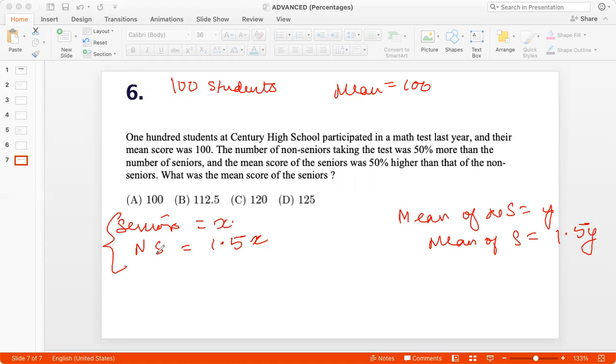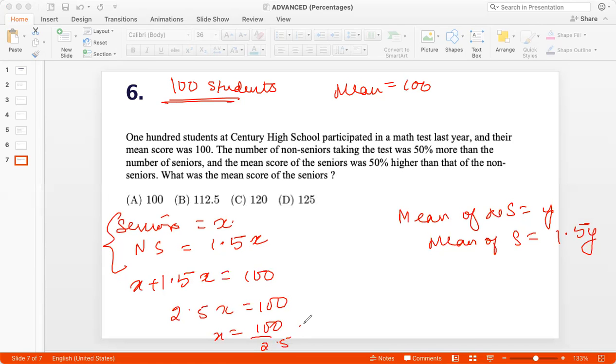Okay, so first we can find the number of seniors and non-seniors because we know that the total is 100 students. So X plus 1.5X is 100. So 2.5X is 100. So X is 100 by 2.5, which is 40. So there are 40 seniors and 60 non-seniors, right? Now, how do we utilize the concept of the mean? Let me first clear this. We know that all 100 students have gotten an average of 100, a mean of 100, right?